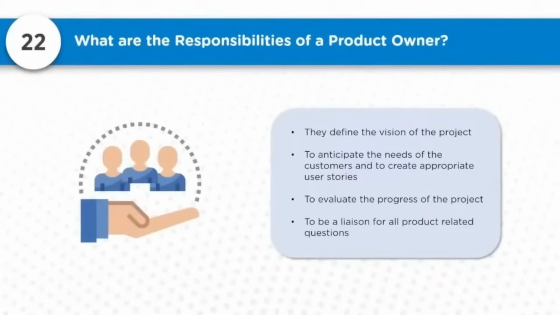The product owner has to evaluate the progress of the project based on the backlog they have, and has to be available for all product related questions. As the sprint progresses, the Scrum team may have certain questions and clarifications relating to the user stories. Those need to be clarified.